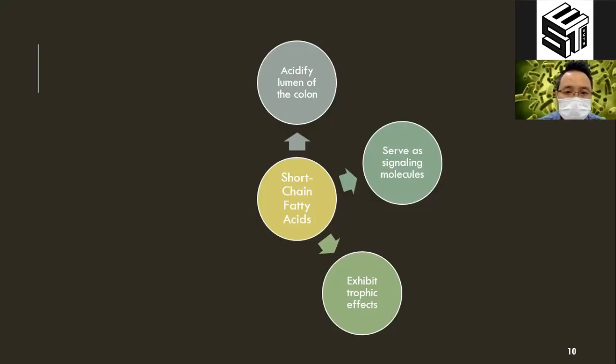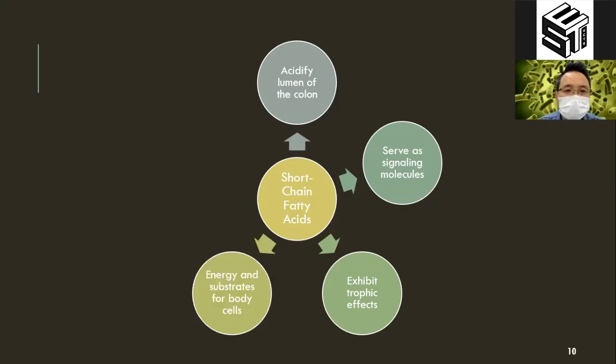And number four, this short-chain fatty acid can be used as an energy source and substrate for our body cells. Now, acetic acid, propionic acid, and butyric acid can be absorbed by our body cells and can be used as energy. And they can also be used as substrate to build several metabolites that are essential to our health, for example, cholesterol and fatty acid.